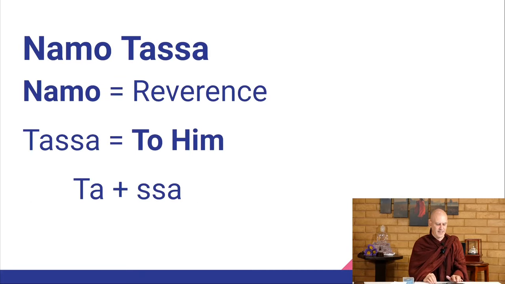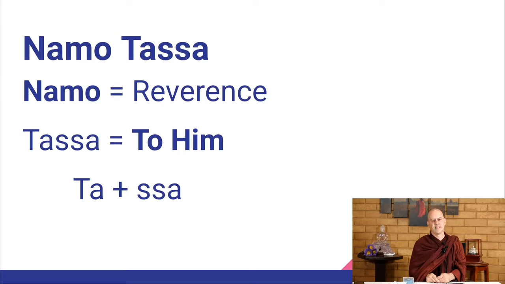So we have Namo Tassa. I think you can see that on the board. And Namo means reverence. It means giving respect. You might have heard of the word namaste before, or namaskara, and obviously they're related words. It means to bow down, to bend towards. Basically in English it means reverence. It's very simple. And we have tassa.